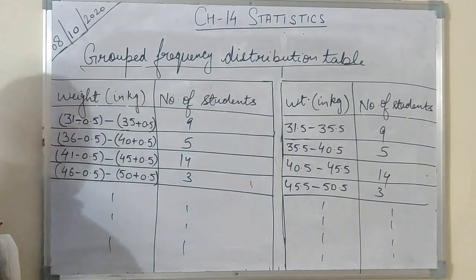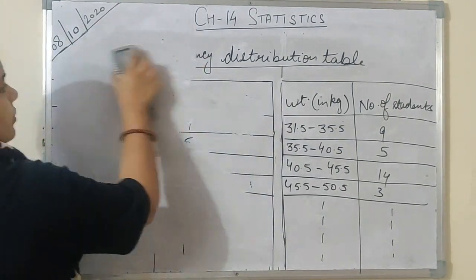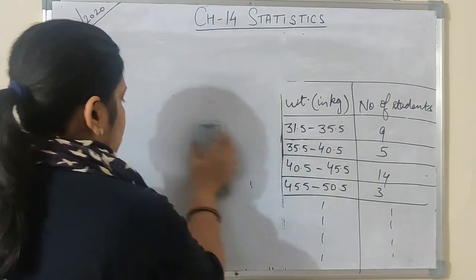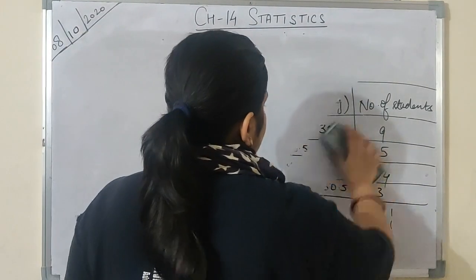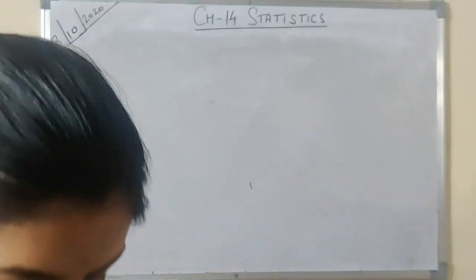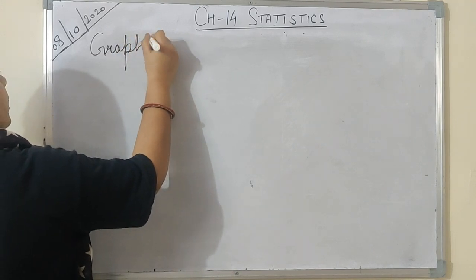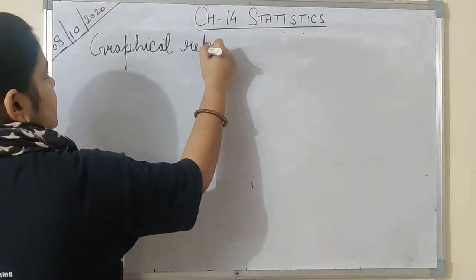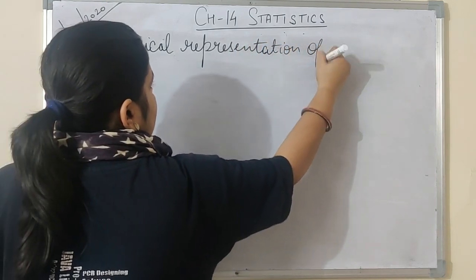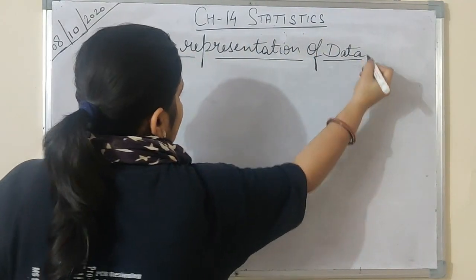Okay. After that, my next topic is graphical representation of data. Now this graphical representation consists of many types of graph.